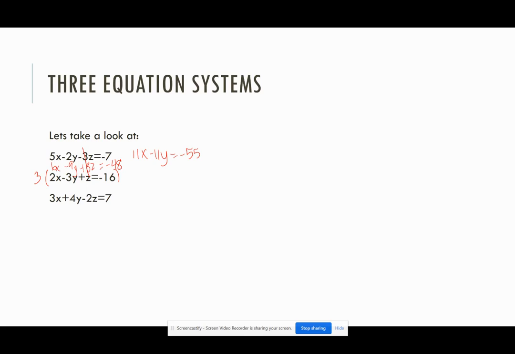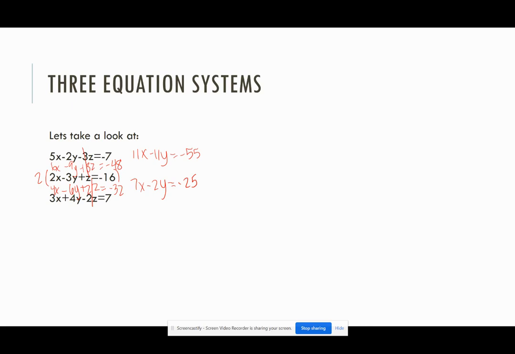So instead of multiplying by 3, I should multiply by 2. And if I do that, I get 4x minus 6y plus 2z equals negative 32. So this becomes, when I add them, 7x minus 2y equals, we'll do negative 32 plus 7, which is negative 25. And I just canceled out the z's. All right, now we have a 2-variable systems problem.